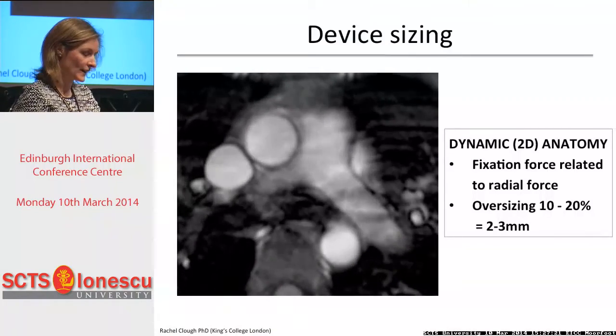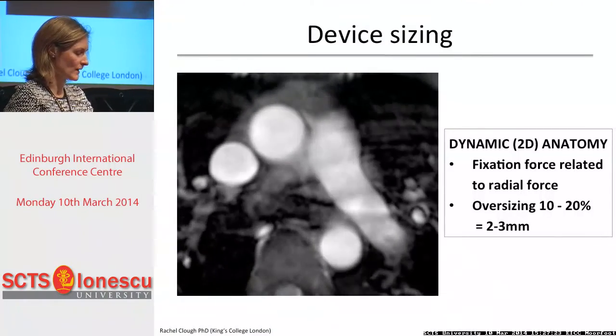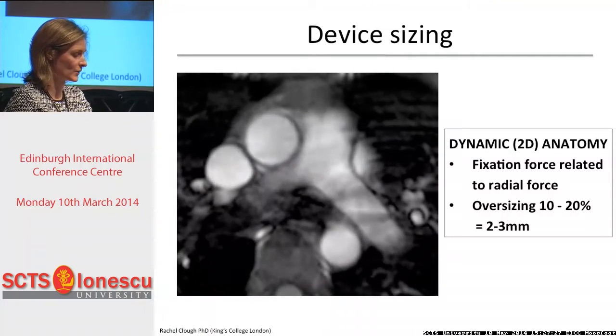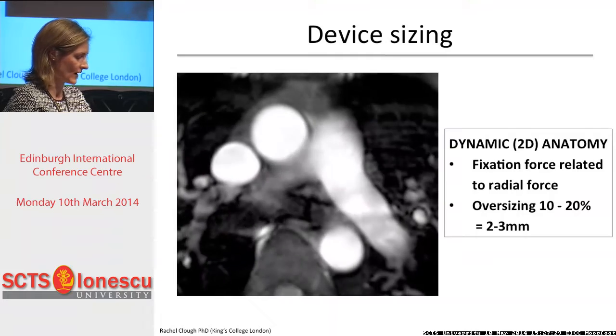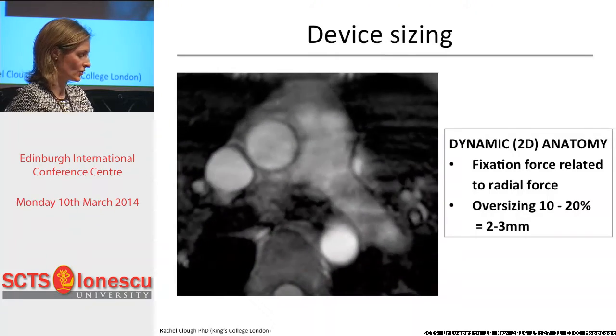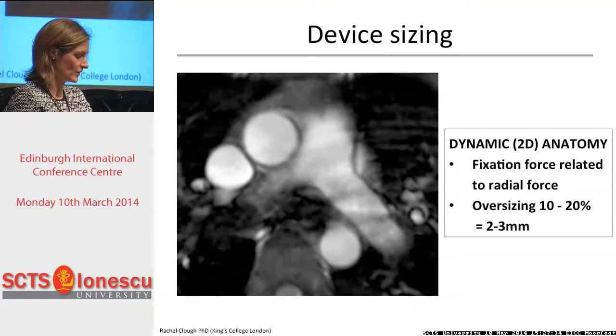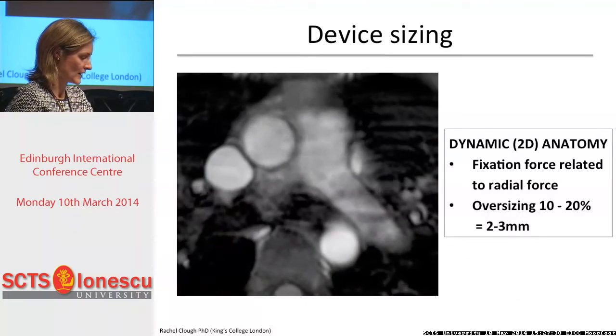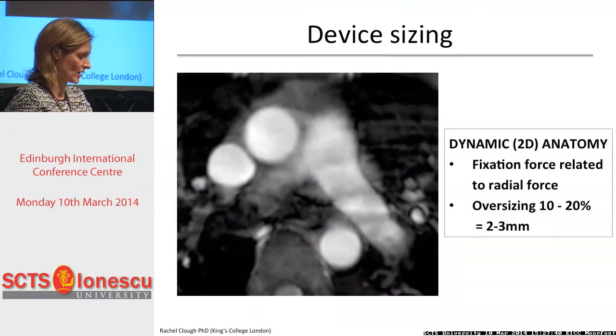And then in terms of planning our stent graft treatment, we normally try to make sure we have enough radial force by oversizing the device by between 10 and 20% relative to the native aorta, which depends on the initial aortic diameter, but it's somewhere in the region of 2 to 3 millimeters. And you can see just visually that between systole and diastole, the aortic diameter changes by more than 2 to 3 millimeters.